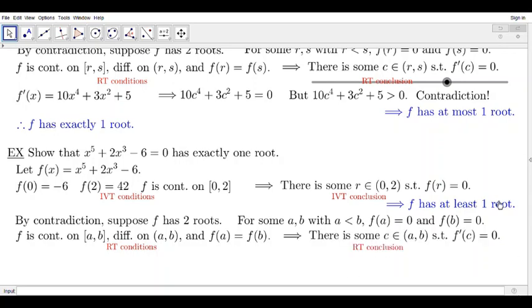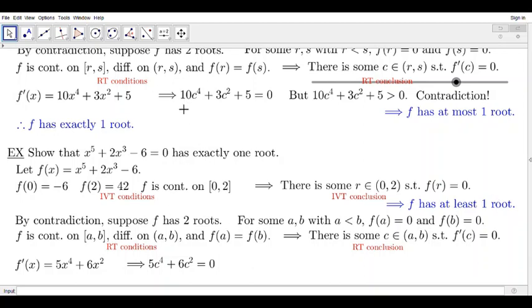So therefore, Rolle's theorem's conclusion: there's some number c between a and b such that f prime of c is equal to 0. But what's f prime? It's 5x to the fourth plus 6x squared. And therefore, 5c to the fourth plus 6c squared is equal to 0.